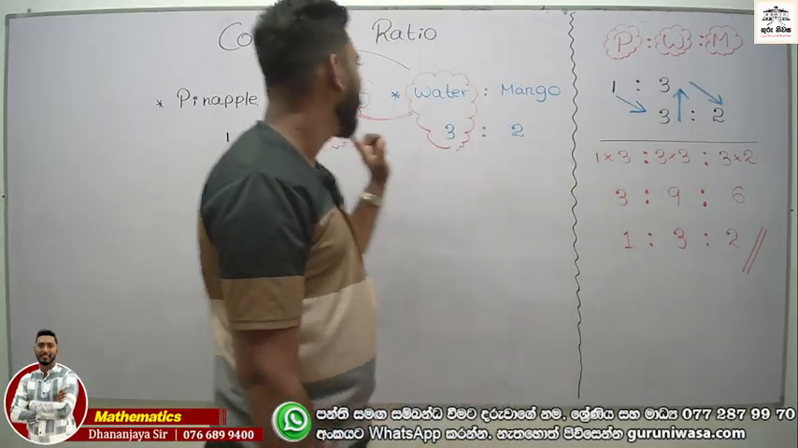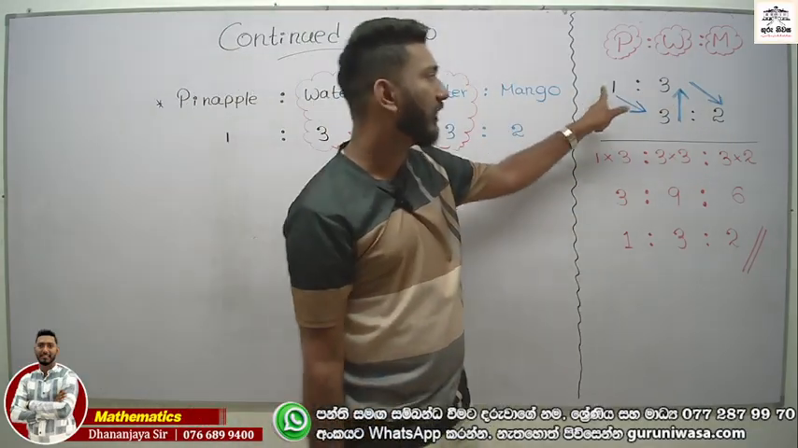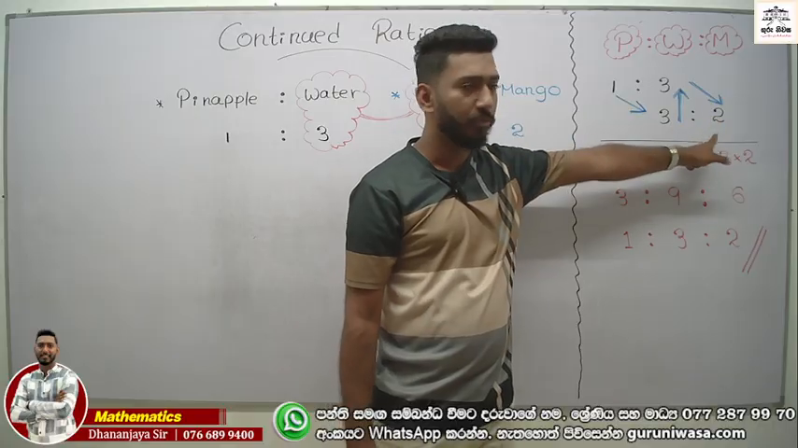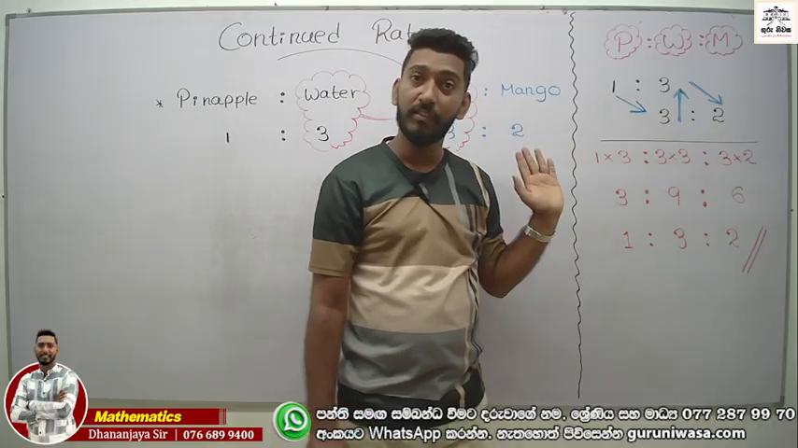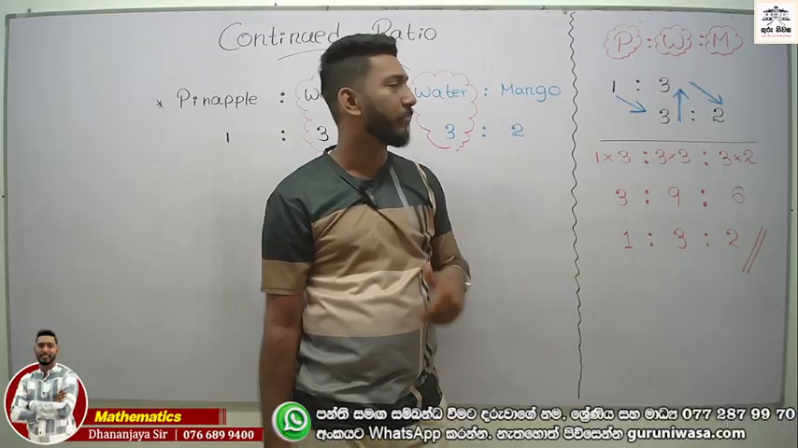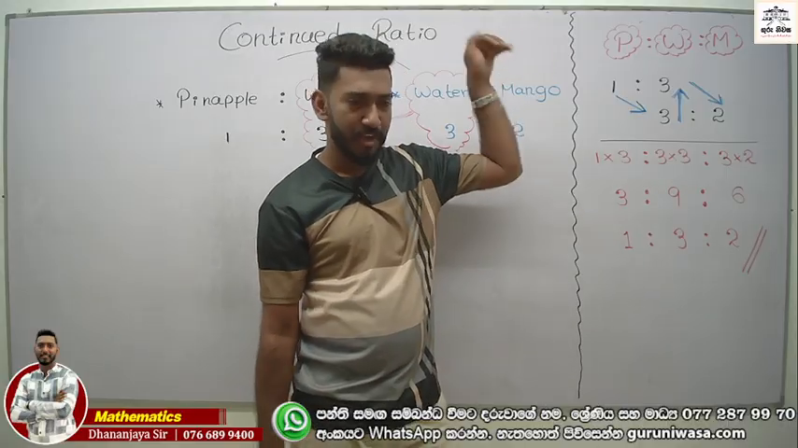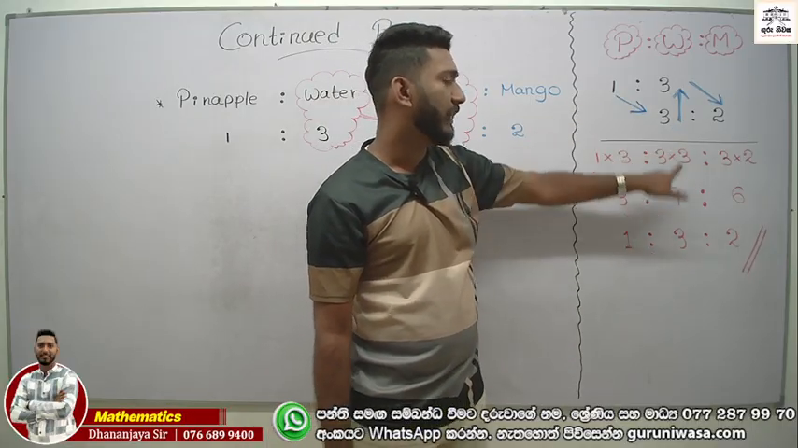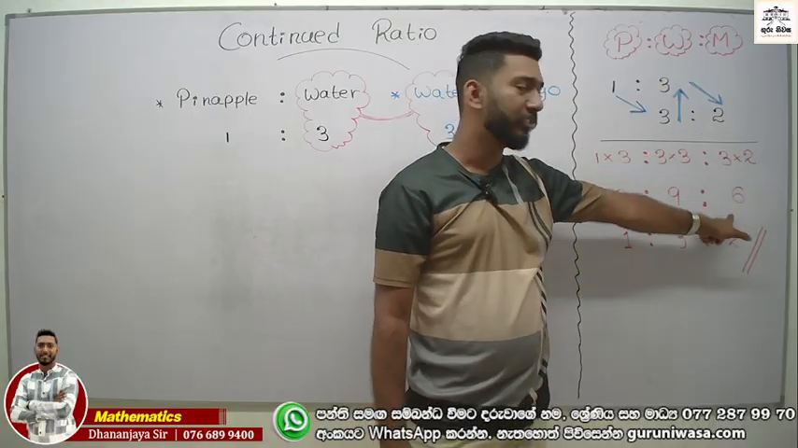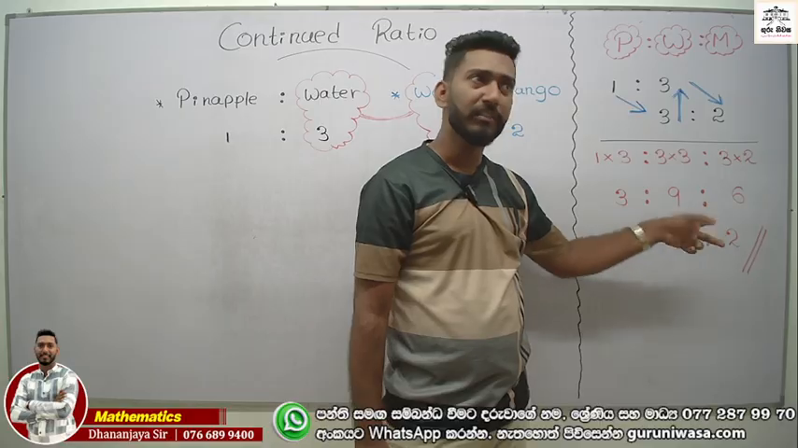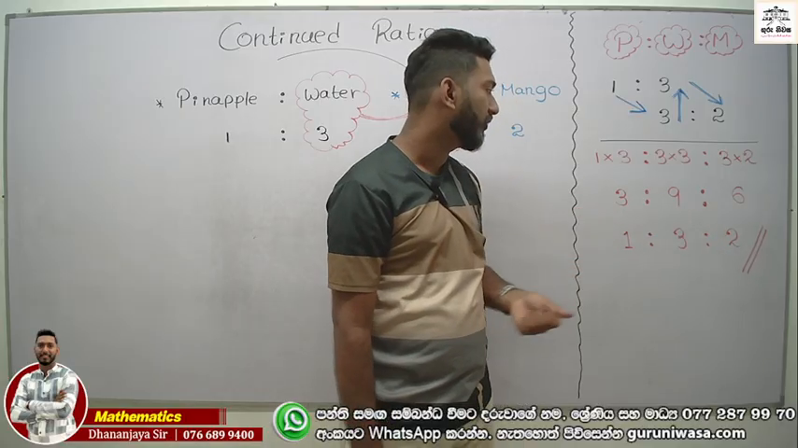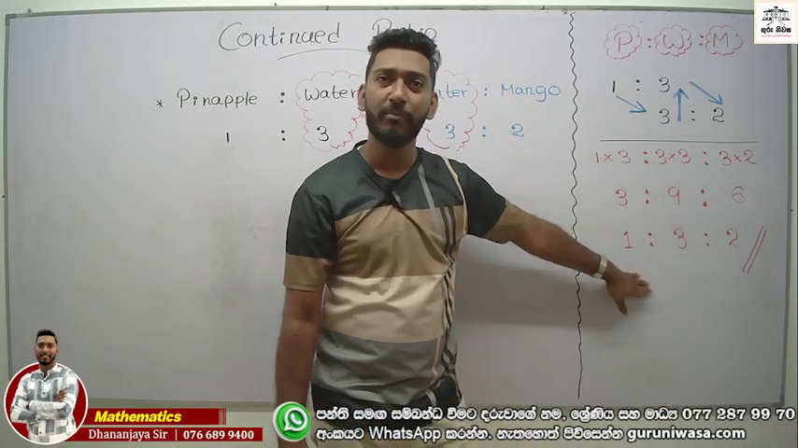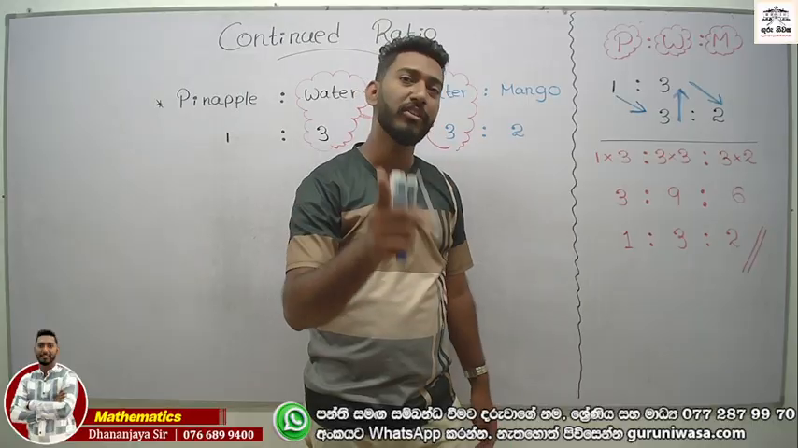Now, pineapple to water is 1 into 3. And water to mango is 3 into 2. Now I'm going to find the ratio between these three things. The method is zigzag. I went like this, and like this. Zigzag, right? 1 times 3, 3. 3 times 3, 9. 3 times 2, 6. 3 into 9 into 6. But there's a simplification for the ratios. 3 times 1, 3 times 3, 3 times 2.